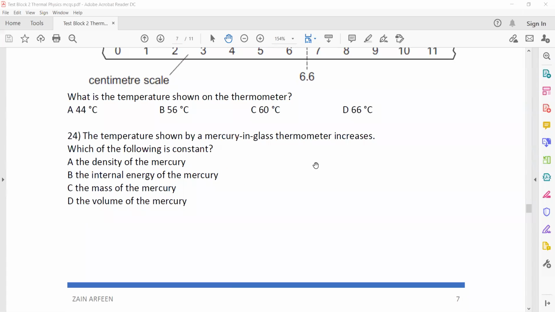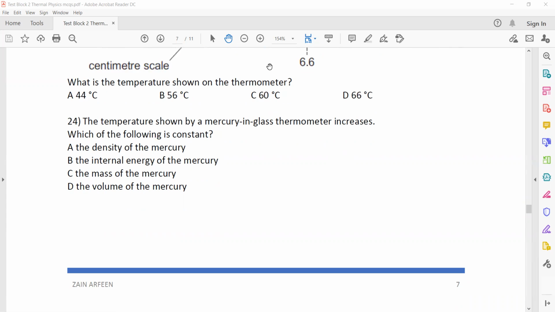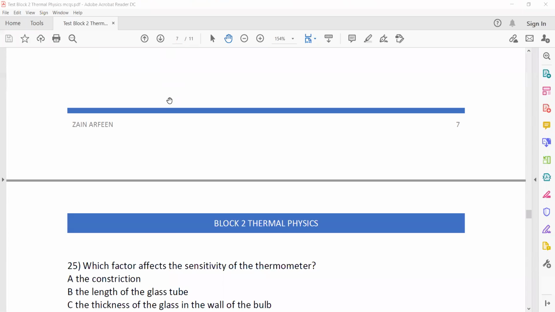The temperature shown by a mercury in glass thermometer increases. Which of the following is constant? Density is mass over volume. Because as it expands, volume increases, so density decreases, so it's not constant. Internal energy: it absorbs energy, so it will have higher internal energy. Mass remains constant, the mass of the mercury does not change. Volume also changes. If temperature increases, it expands. If temperature decreases, it contracts.